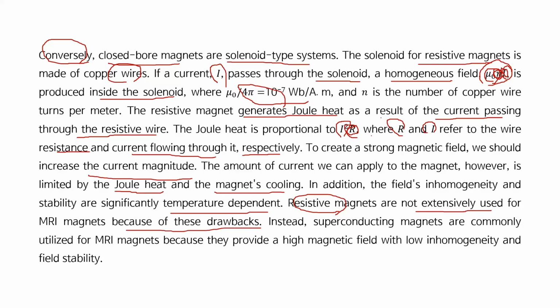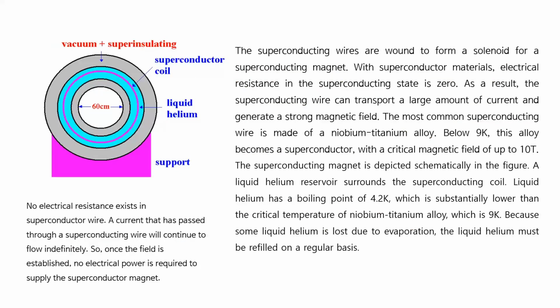Instead, superconducting magnets are commonly utilized for MRI magnets because they provide a high magnetic field with low inhomogeneity and good field stability. The superconducting wires are wound to form a solenoid for a superconducting magnet. With superconducting materials, electrical resistance in the superconducting state is zero. As a result, the superconducting wire can transport a large amount of current and generate a strong magnetic field.